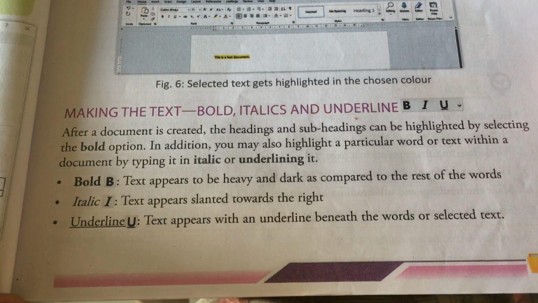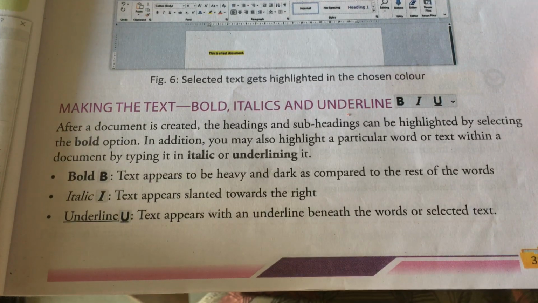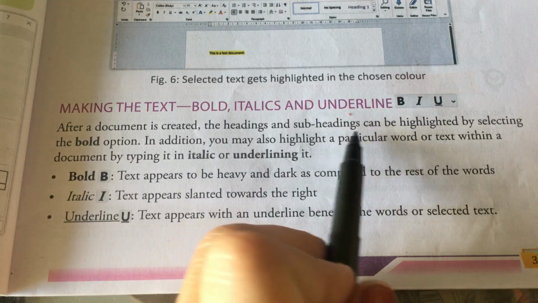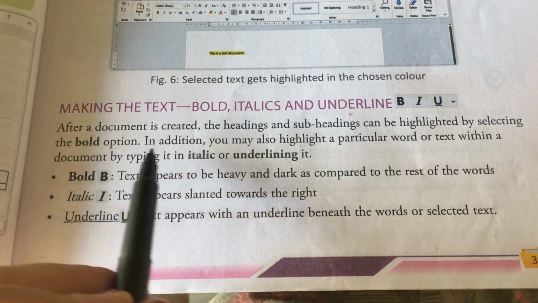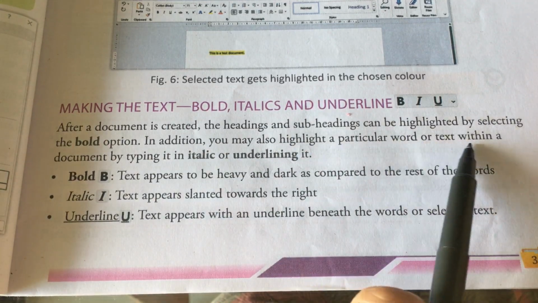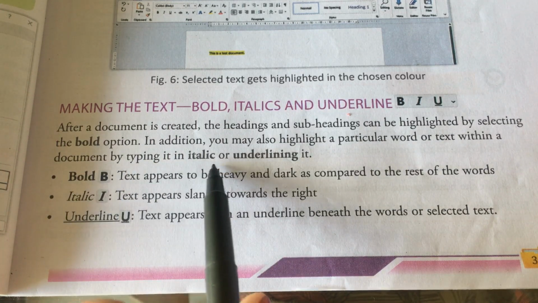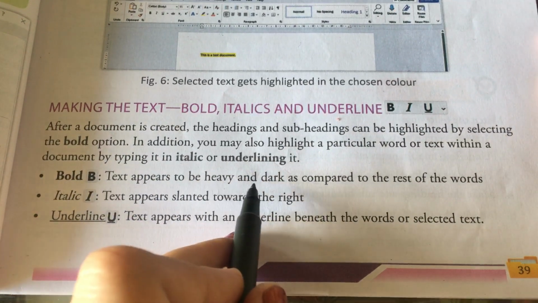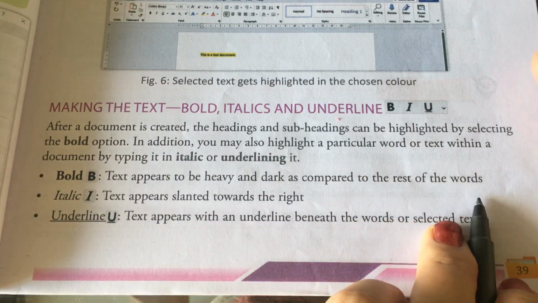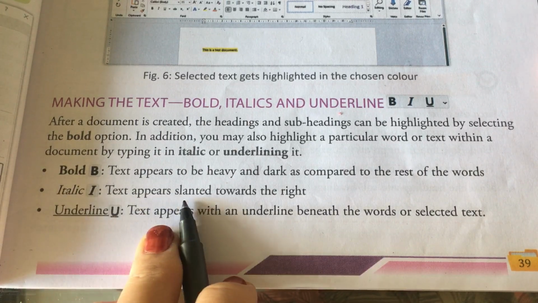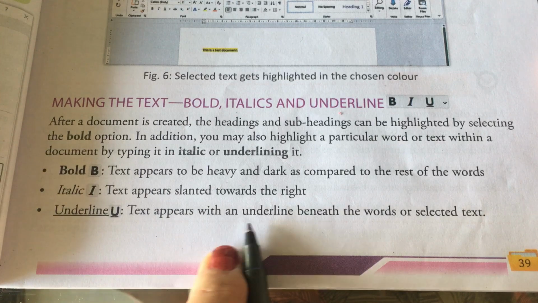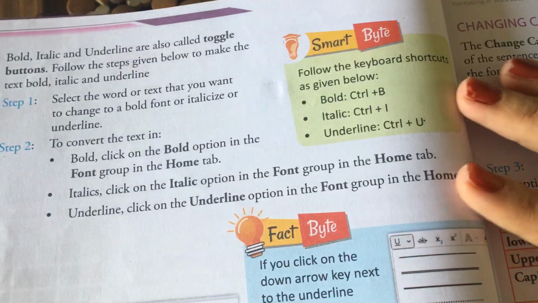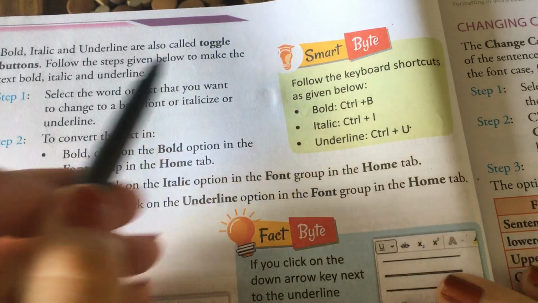Now, making the text bold, italics, and underline. After a document is created, the headings and subheadings can be highlighted by selecting the bold option. In addition, you may also highlight a particular word or text within a document by typing in an italic or underlining it. Bold: the text appears to be heavy and dark as compared to the rest of the words. Italic text appears slanted towards the right, and underlined text appears with an underline beneath the word or selected text. Bold, italic, and underline are also called toggle buttons.